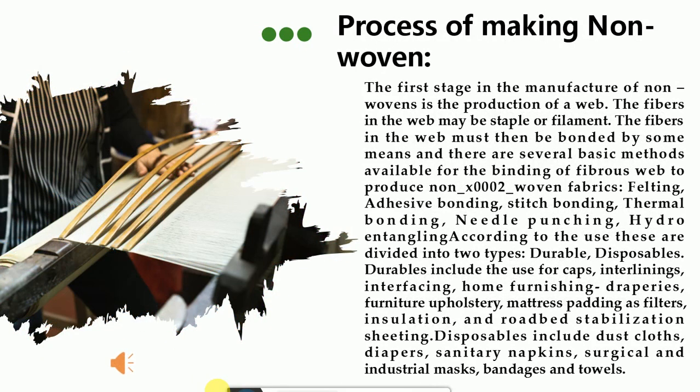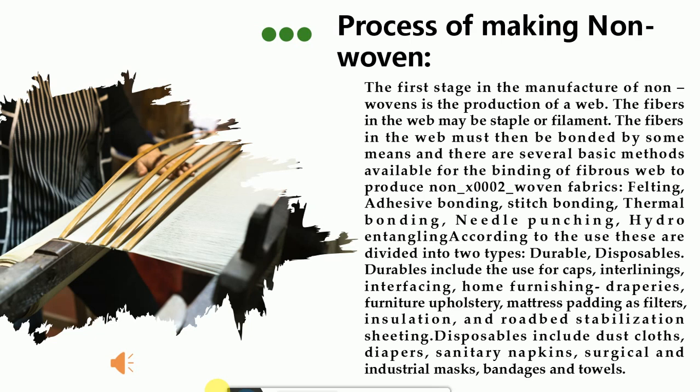The first stage in the manufacture of non-wovens is the production of the web. The fibers in the web may be staple or filament. The fibers in the web must then be bonded by some means, and there are several basic methods available for the binding of the fibrous web to produce non-woven fabrics: felting, adhesive bonding, stitch bonding, thermal bonding, needle punching, hydro-entangling.